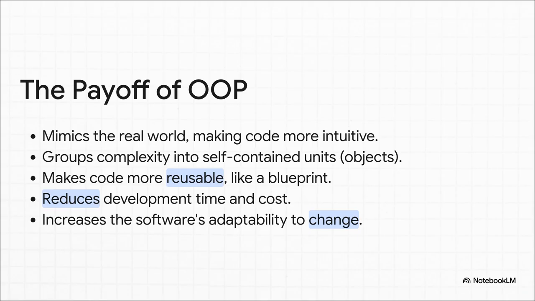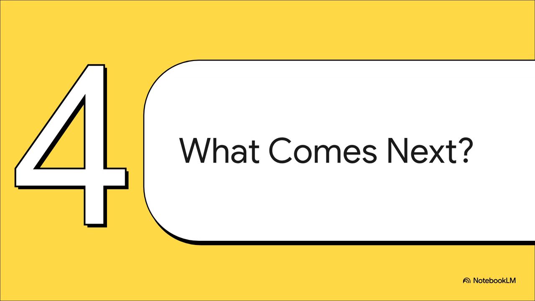And that simple act of bundling things together has a massive payoff. First, because objects model real-world things, the code just makes more sense. It's more intuitive. It lets you tackle huge, complex problems by breaking them down into small, manageable pieces. And it makes your code incredibly reusable. You write one car blueprint, you can use it 1,000 times. All of this ultimately means you can build things faster, cheaper, and create software that's way easier to update and adapt down the road.